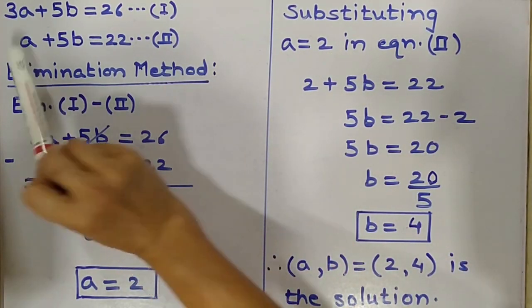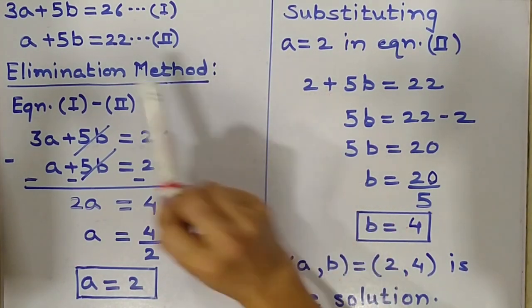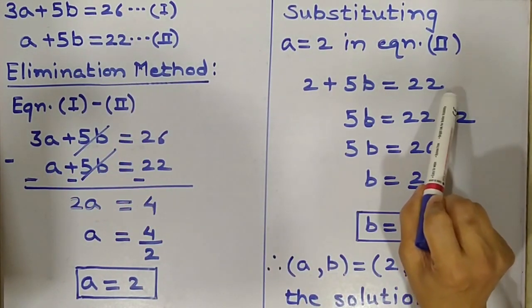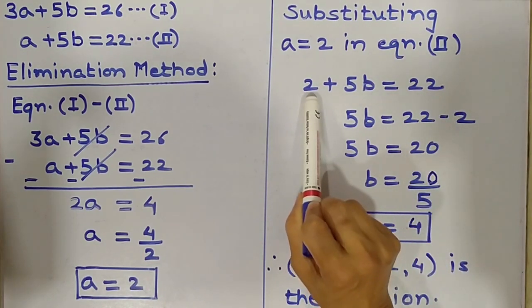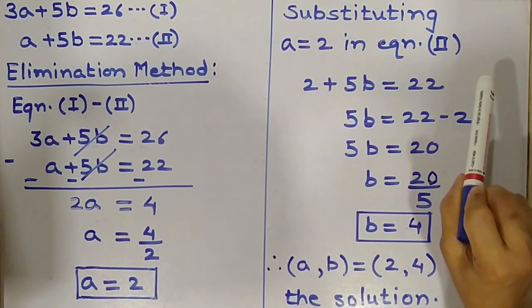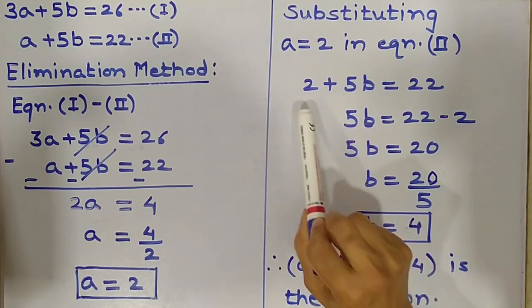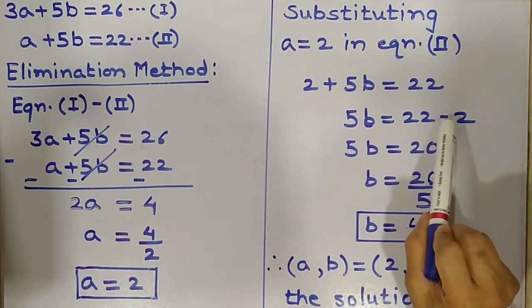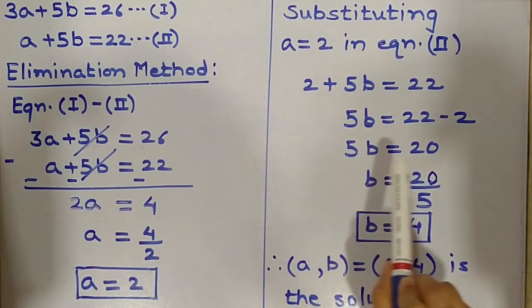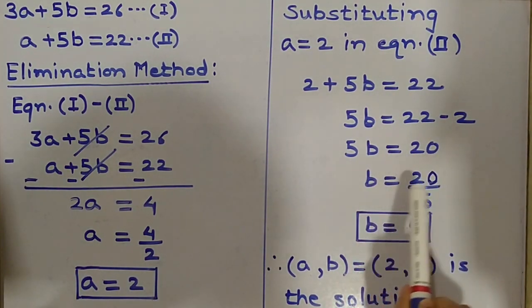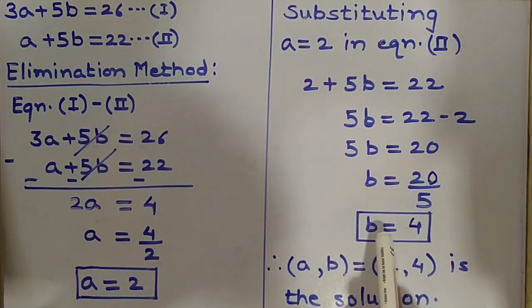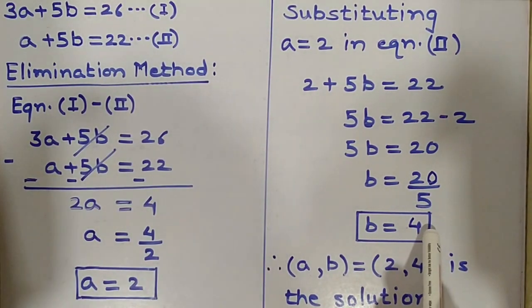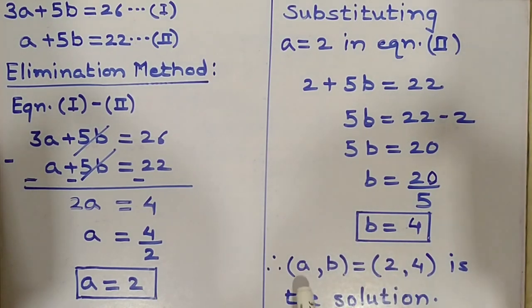So instead of a, this will become 2 plus 5b is equal to 22. This is plus 2, so when it goes to the other side of the equal to sign, it will become minus 2. So I get 5b is equal to 22 minus 2. Hence 5b becomes 20, b becomes 20 upon 5. That is b is equal to 4. So the solution of this sum is (a, b) is equal to (2, 4).